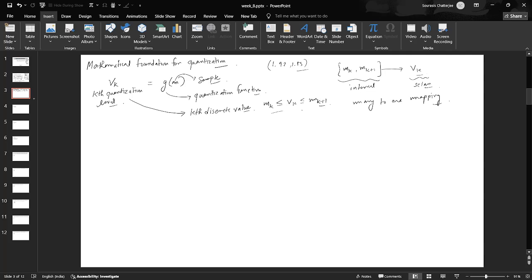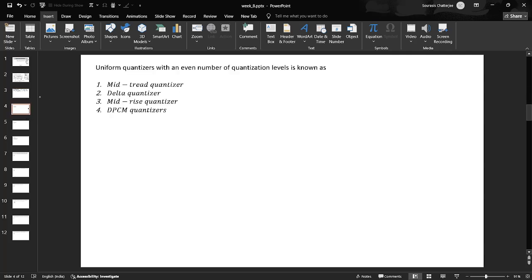So let us move to our next question. This one talks about the quantizer. A quantizer is what performs the quantization, and there are different quantizers. Here they are talking about a uniform quantizer with an even number of quantization levels, which is known as which of the following: mid-rate quantizer, delta quantizer, mid-rise quantizer, or DPCM quantizer.